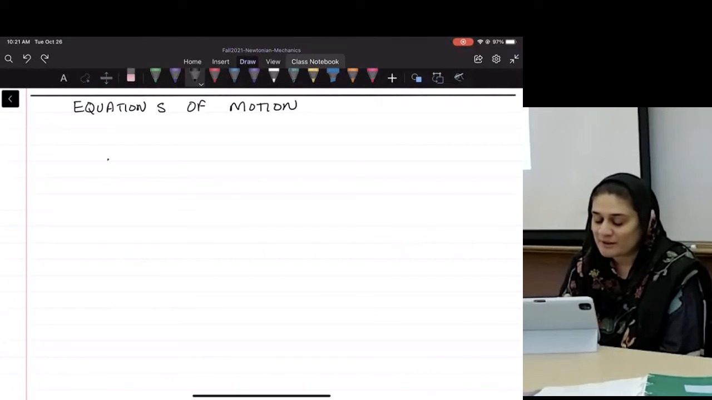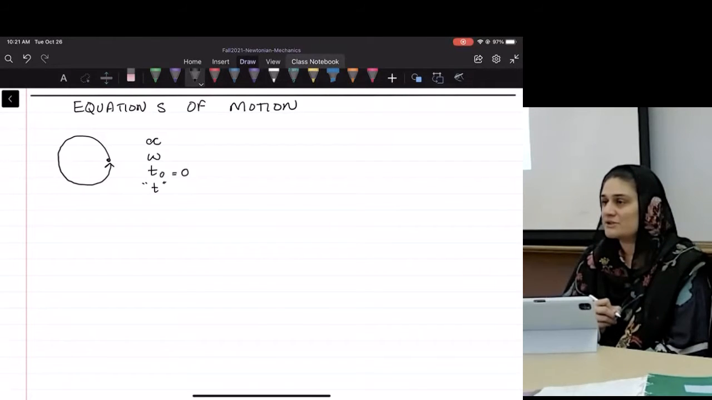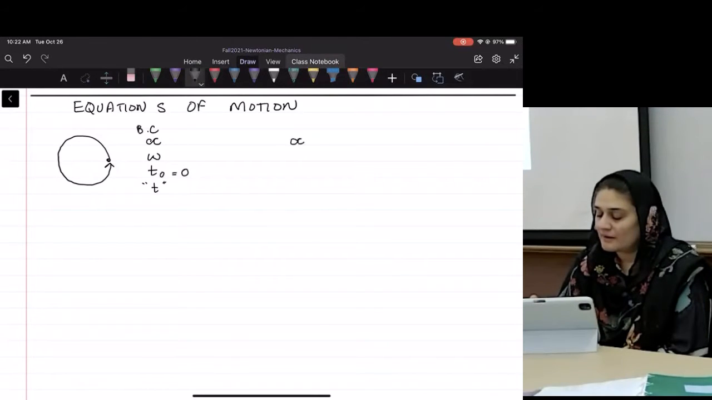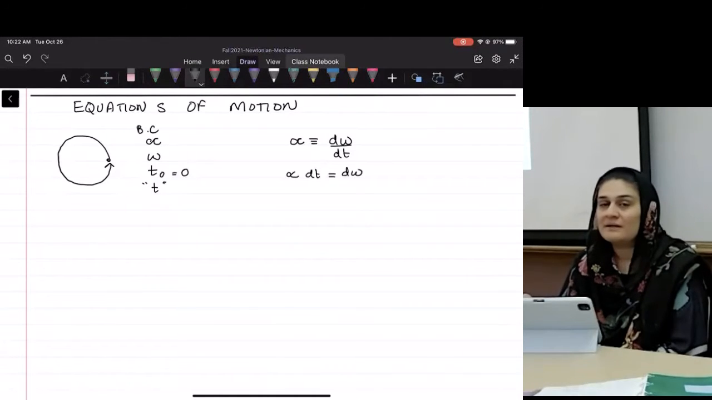So suppose we have a particle that's moving around in a circle with angular acceleration alpha, with angular velocity omega, and time t. It starts at time t0, which I'm going to define as 0, and any time t is what I'm looking for. So these are my boundary conditions. So may I start with my definition of alpha, which is angular acceleration, defined as d omega over dt. May I write alpha dt equals d omega?